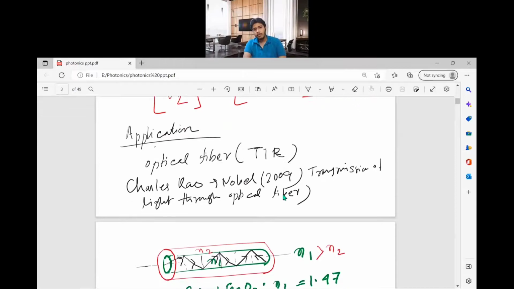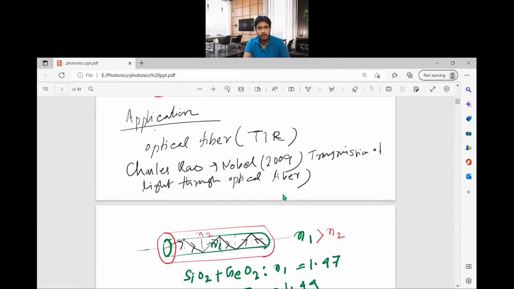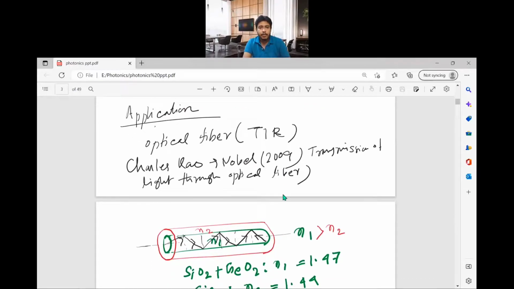The main application of ray optics is the optical fiber. Light travels through the optical fiber using the phenomenon of total internal reflection, which comes from the refraction phenomena that we have studied in ray optics. Charles Kao got the Nobel Prize in 2009 for the transmission of light through optical fiber.